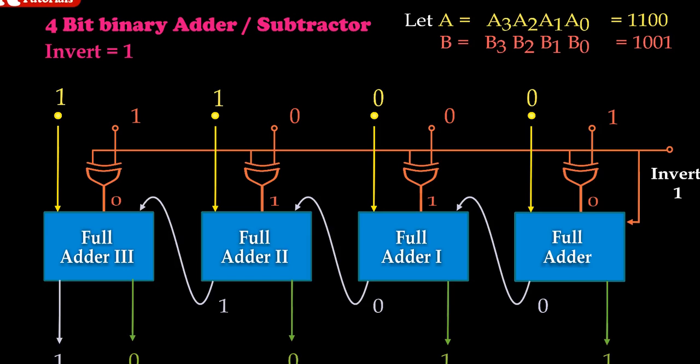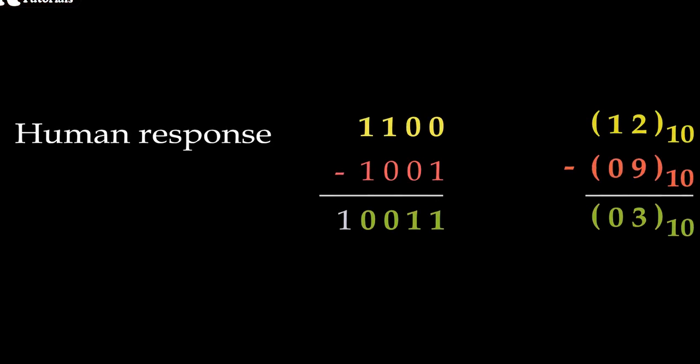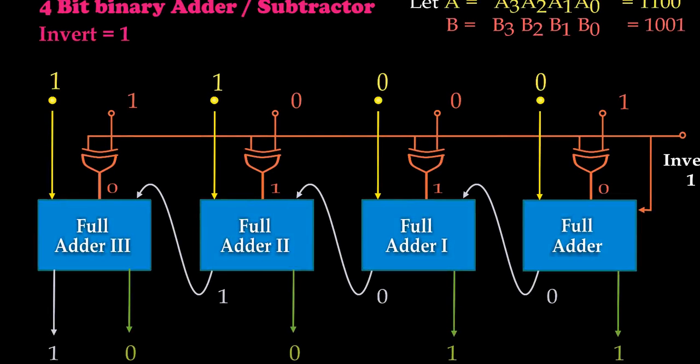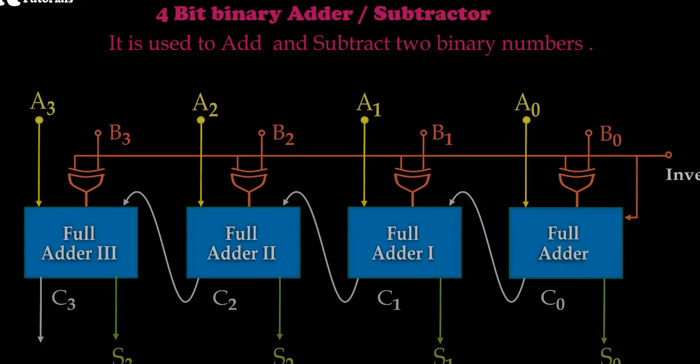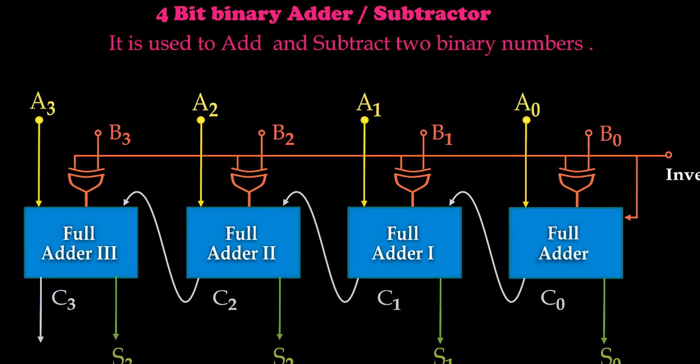So the input A was 1100, which is 12 in decimal. Input B was 1001, 9 in decimal. So if you see, 12 minus 9 output will be 3, and this output is 0011 in binary. So this circuit will perform subtraction if invert is connected to logic 1. So the same circuit can be used for addition and subtraction. If invert is connected to 0, this circuit will perform addition, and if invert is connected to logic 1, this circuit will perform subtraction using 2's complement.